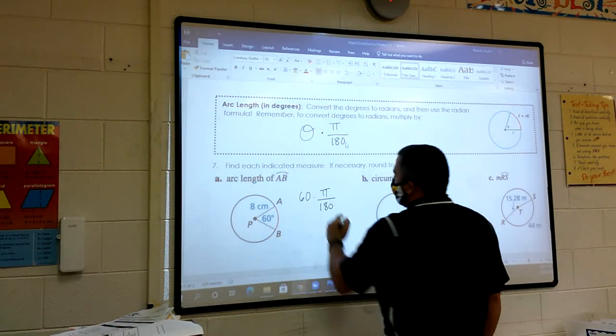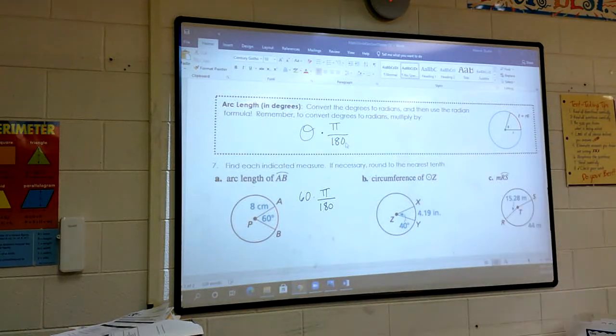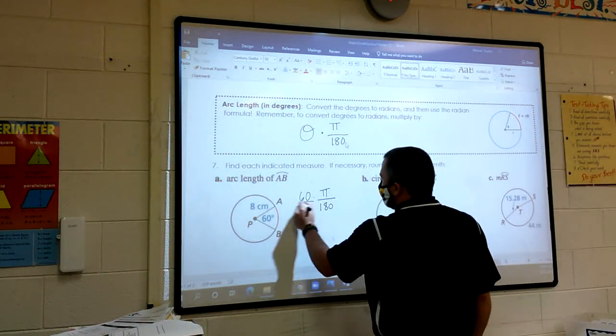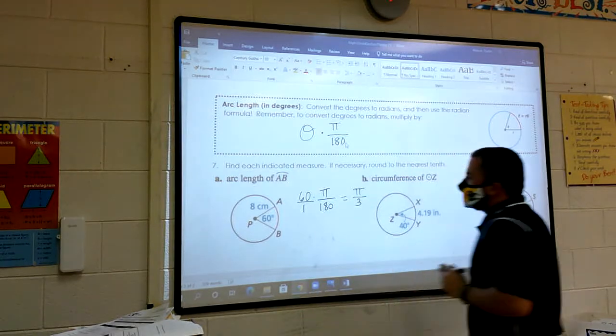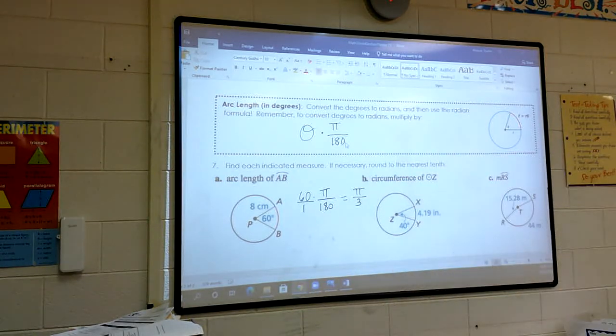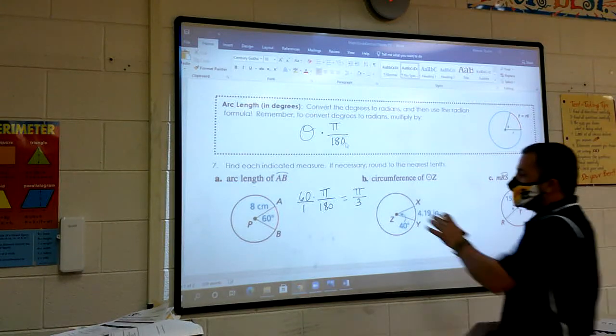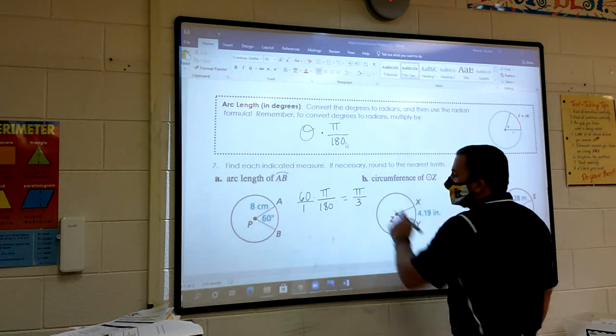Really what you're doing is taking 60 divided by 180, so that's 1/3. So this is basically 1/3 pi. So this is just pi over 3. If you think about it, pi is 180 degrees and 2 pi is 360. So 60 pi over 180 is just pi over 3. It's 1/3 of pi. So that is our angle. A 60-degree angle is pi over 3.